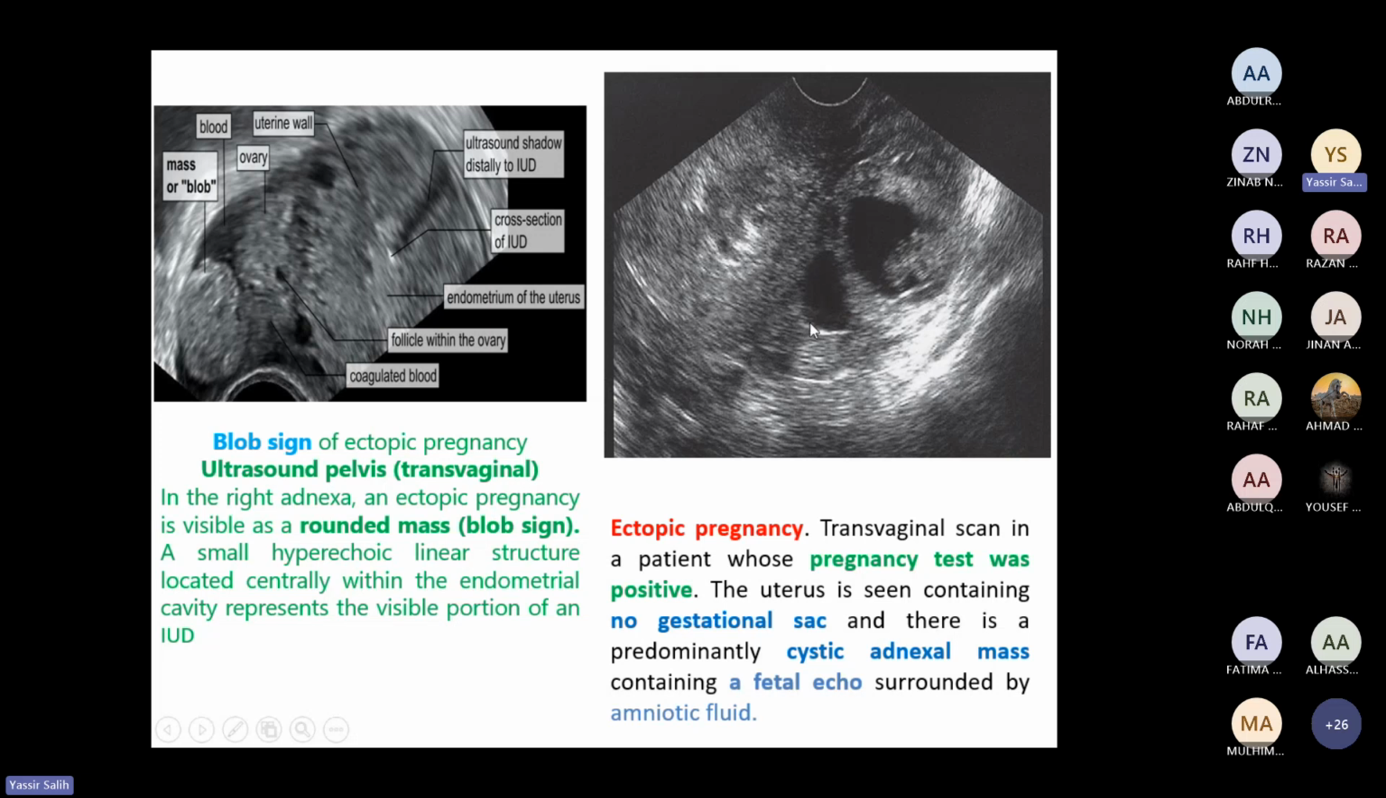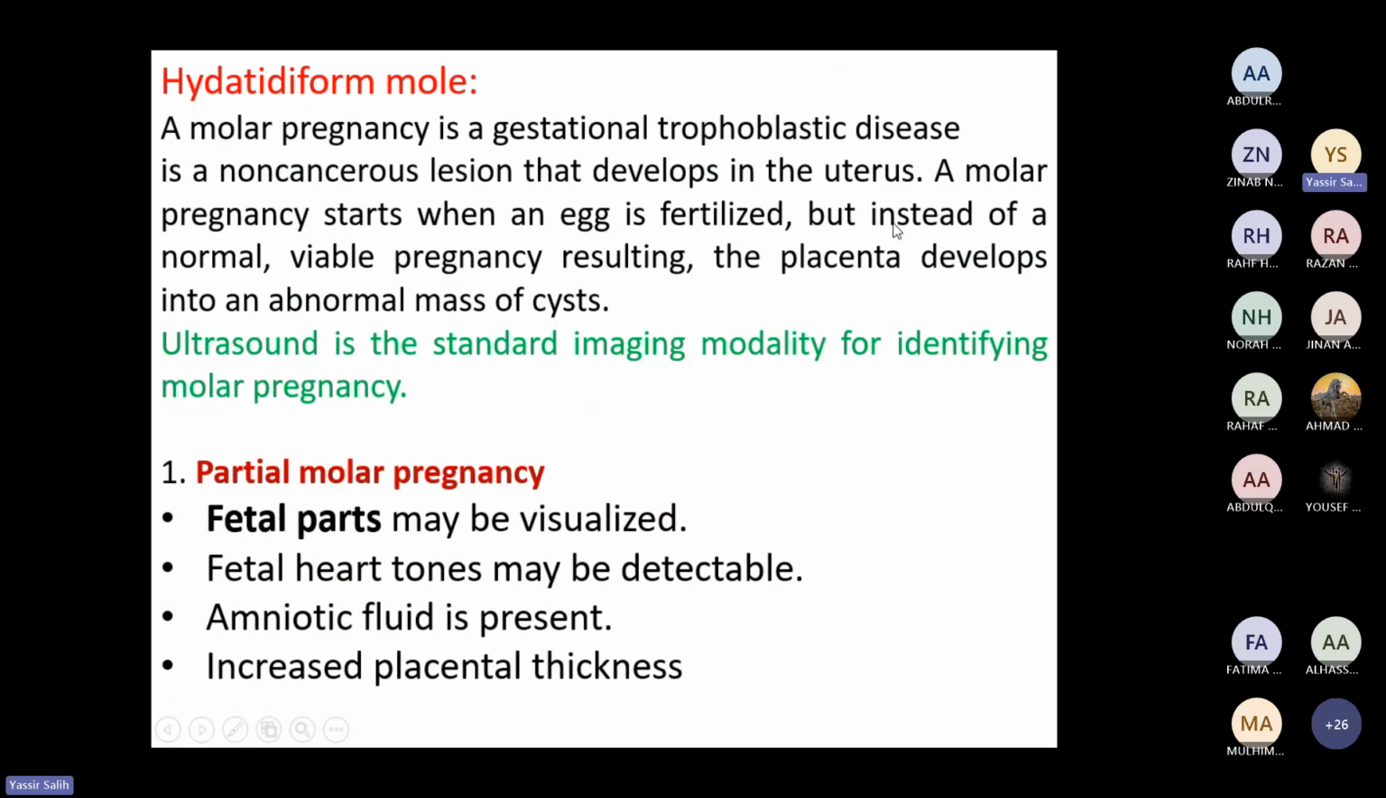هنا عندنا cystic lesion in the ovary with the gestational sac, an embryo within the gestational sac. فإذا this is دي حتى دي الامنيوتيك فلويد طبعا. This is amniotic fluid within the cystic gestational sac. This is an ectopic pregnancy.